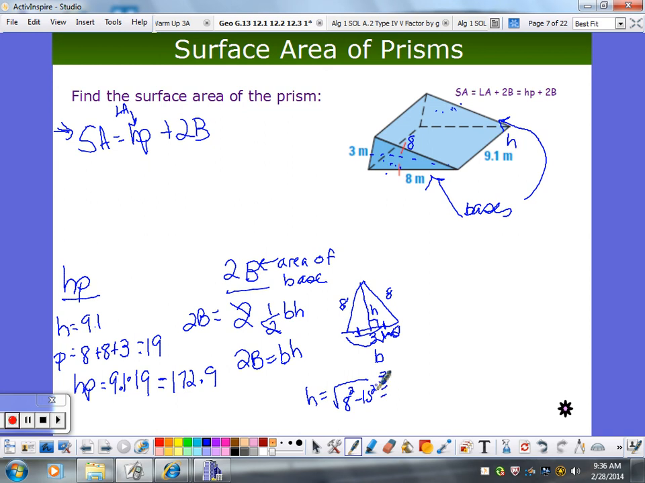Pythagorean theorem. Why not use your calculator? I'd like somebody to do that. Check my work. 7.9? That's what I got too. You're following where this is all coming from?